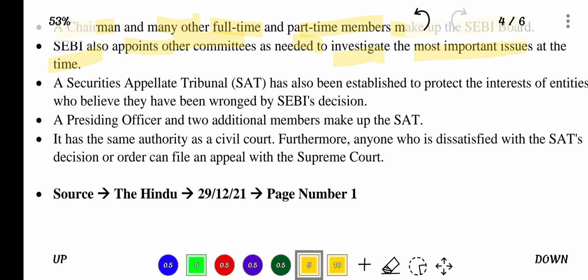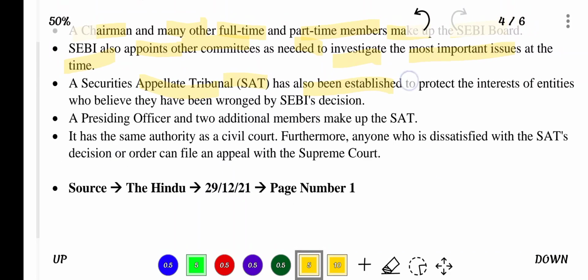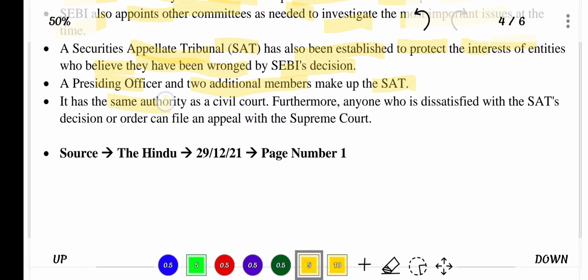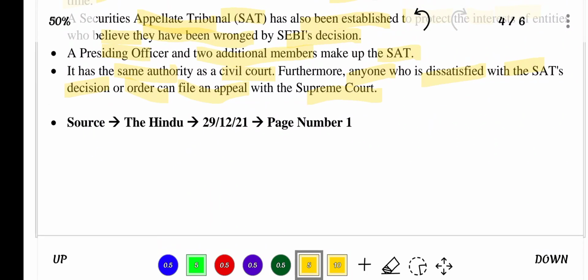A Securities Appellate Tribunal (SAT) has also been established to protect the interests of entities who believe they have been wronged by Sebi's decision. A presiding officer and two additional members make up the SAT. It has the same authority as a civil court. Furthermore, anyone who is dissatisfied with the SAT's decision or order can file an appeal with the Supreme Court. So the source of this news is The Hindu of 29th December 2021, page number 1.